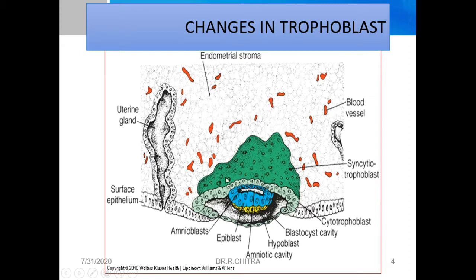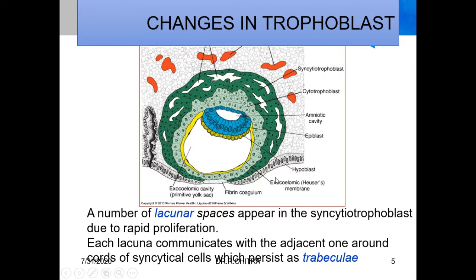Here the trophoblast has formed, extraembryonic mesoderm has not formed. When it is formed, it will be called chorion. So this chorion and the decidua basalis together will be forming the human placenta. So these are the changes in the trophoblast when the blastocyst is embedded. So this is the blastocyst cavity embedded in the endometrial wall of the uterus.